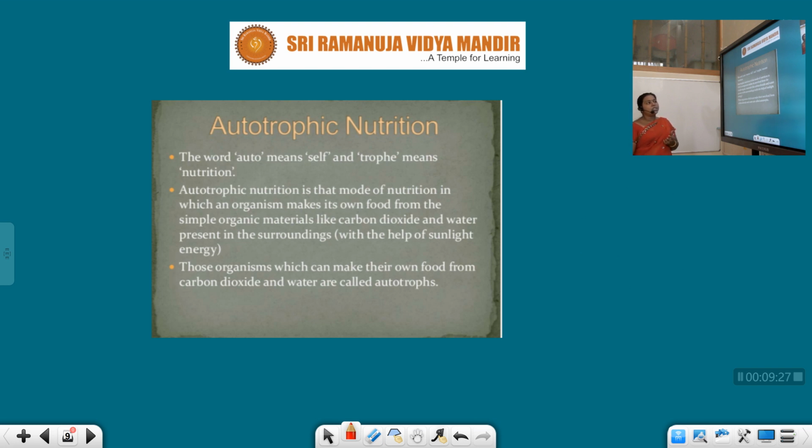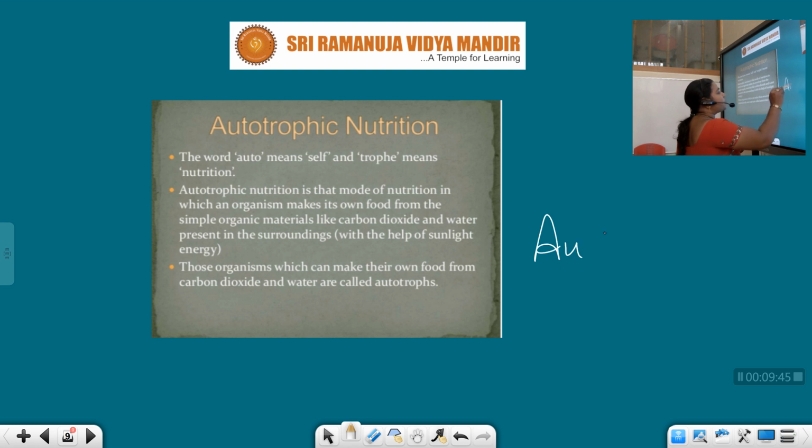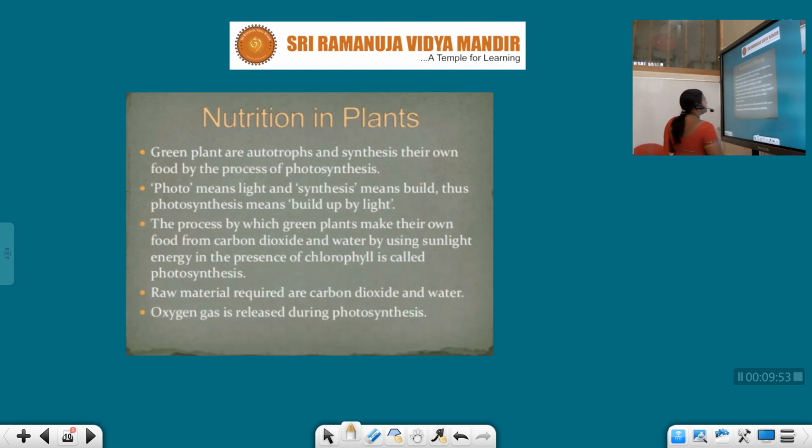This is about the interaction of the autotrophic nutrition, students. See, autotrophic nutrition is the mode of nutrition in which an organism makes its own food from simple inorganic substances such as carbon dioxide and water in the presence of sunlight. Those organisms which can prepare their food are called autotrophs, and the mode of nutrition is the autotrophic mode of nutrition.